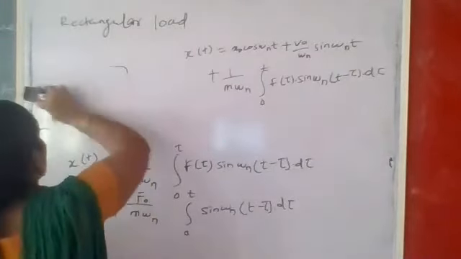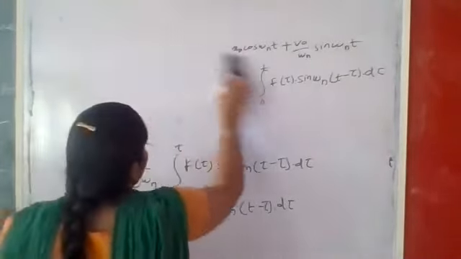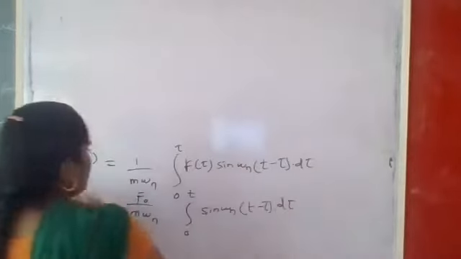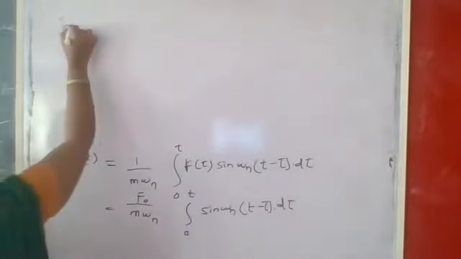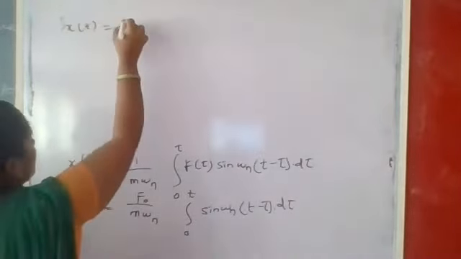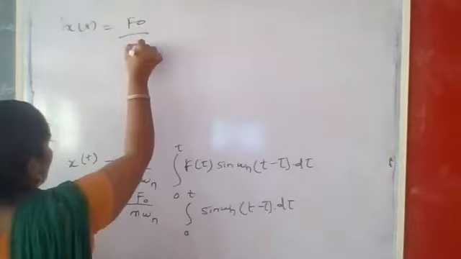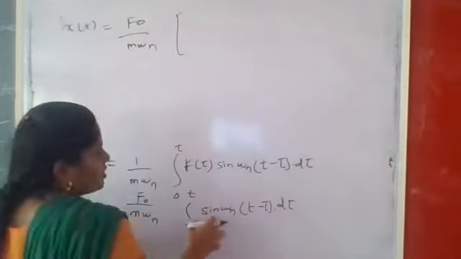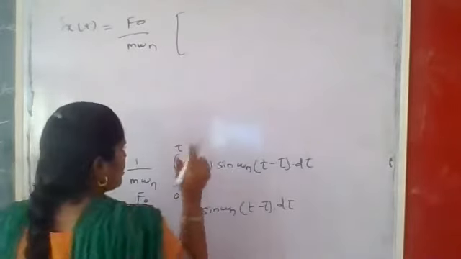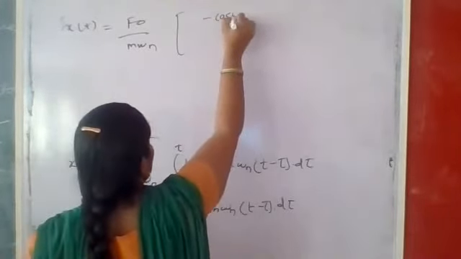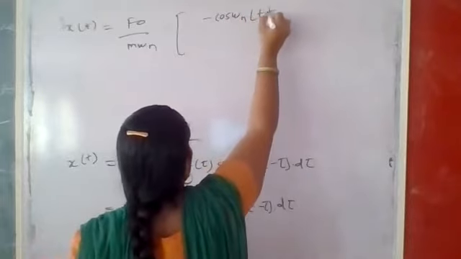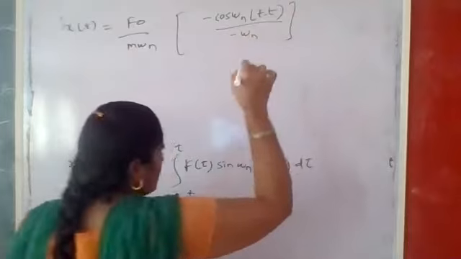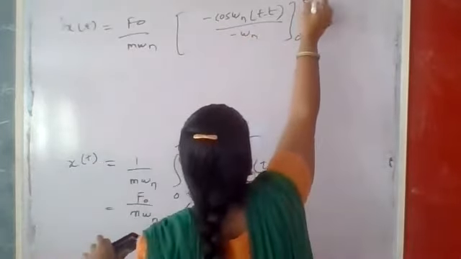Already we have taken the integration for the constant force. So x of t will again become f naught upon m omega n into bracket, that is the integration. Directly I will put the condition. What is the integration of sine? That is minus cos of omega n into (t minus tau) divided by minus omega n, and this limit is from 0 to time period t.